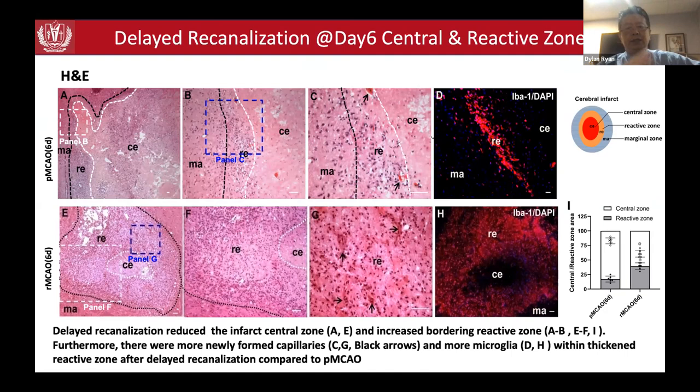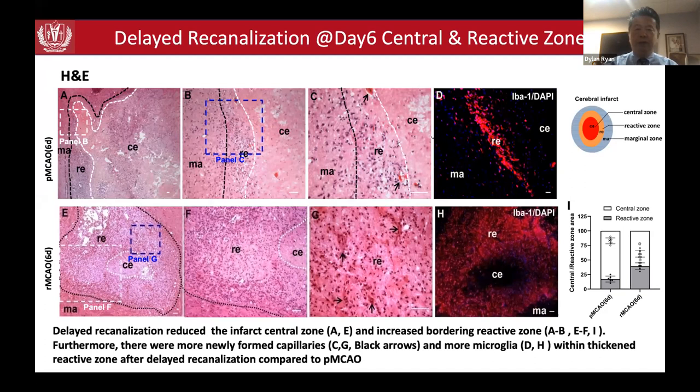This is the microglia infiltration. But in the lower half, we wait 3 days and then we reopen the vessel. And then after another 3 days, at 6 days, you can see massive infiltration of microglia. Microglia do a lot of things, many good things and sometimes bad things too. But we love to see microglia infiltration into the penumbra region because that's going to reduce infarction and improve function.